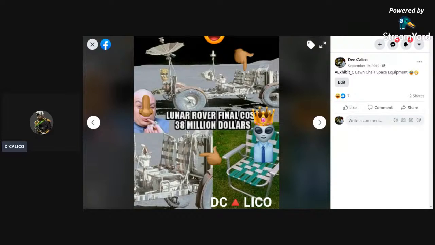Look at this crap. Look at this. Is y'all really paying attention? Look at these tires. Come on now, y'all. Look at these lawn chairs. You see, I put another lawn chair next to it to show y'all what the hell y'all paid $38 million for, and you think they're going out of space for real?